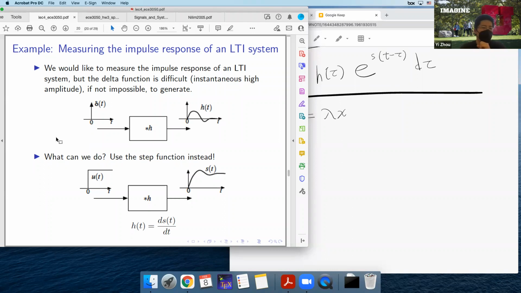So instead, we can do the following. Instead of feeding an impulse signal, we look at the unit step signal. We can input a unit step signal, and this signal can be practically generated because it simply starts from 0 and then the amplitude is 1. Right? This is a practical signal that we can generate, or approximately generate. We feed this type of signal to the system and look at the corresponding output. And then the impulse response is basically given by the derivative of the s(t).